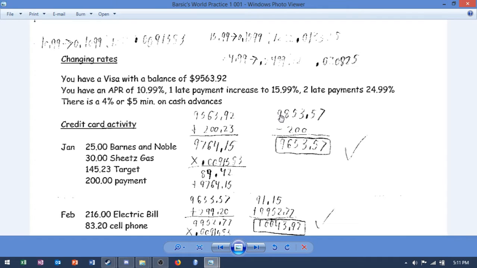So we have a Visa with a balance, and if you can hear that, I'm sorry, my mic kind of sucks, so you'll probably hear background noise, and my sisters are having a fit. But anyways, getting a little off topic.